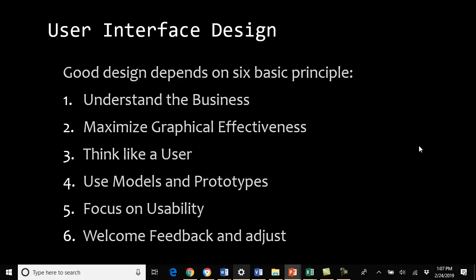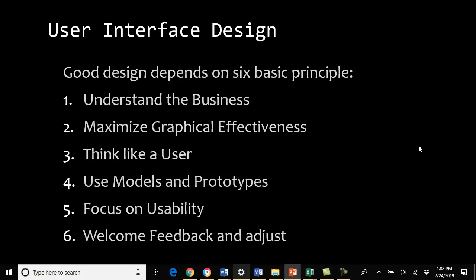A good design depends on 6 basic principles: the understanding of the business that we're actually working for, and maximizing the graphical effectiveness. We talk about this in many of our classes, utilizing the controls on forms and so on that people are actually used to, from text boxes to drop downs to combo boxes to radio buttons, check boxes, buttons, and so on. You get the idea. We want to start thinking like a user. We can't think like a developer. We've got to think about the person who's actually going to be using this system. We need to make sure that we're thinking like that.